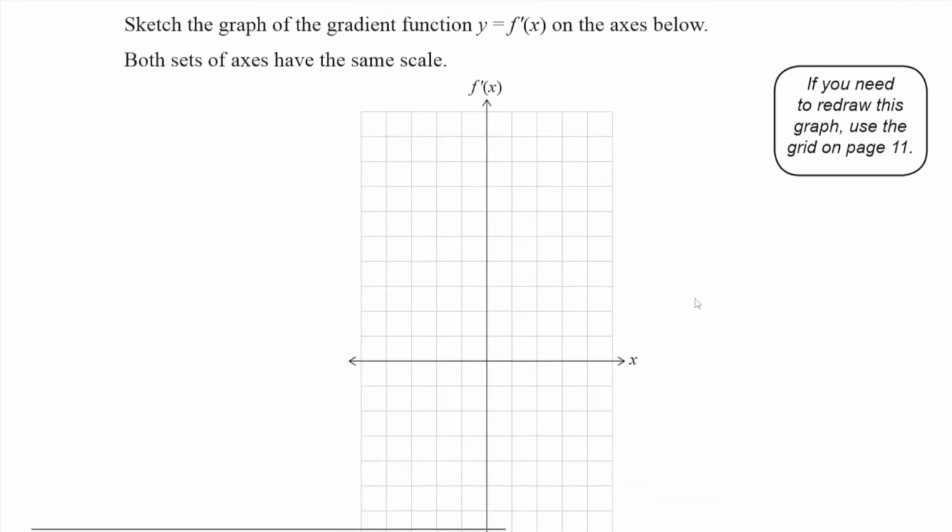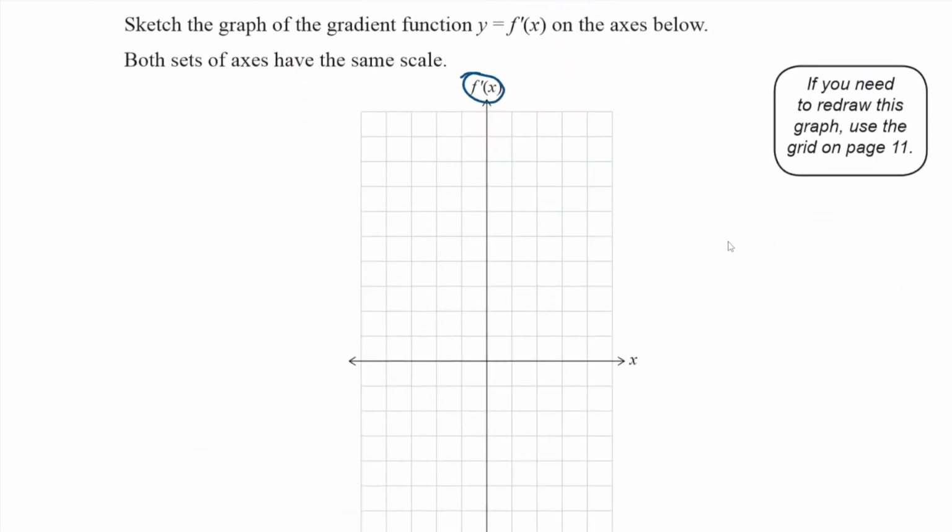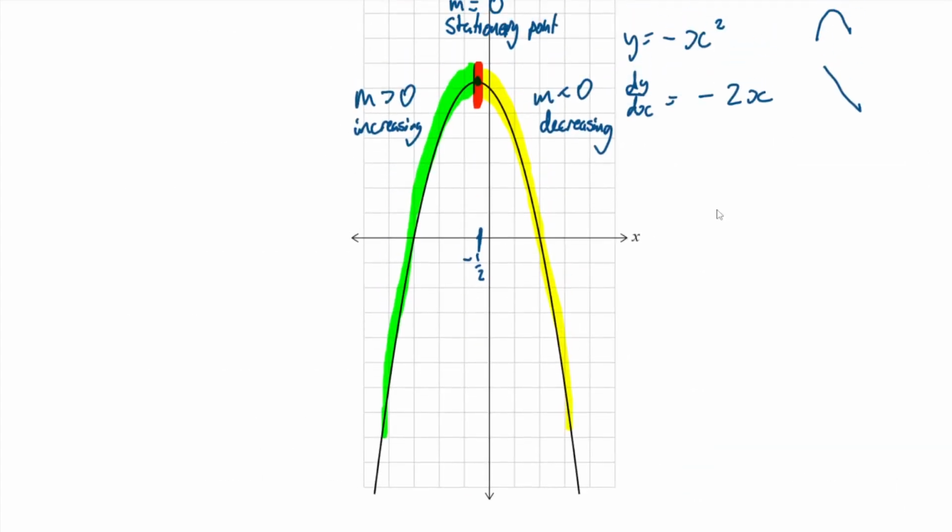So, how does that translate to our sketch of the derivative? A key point, that red point, is at approximately halfway, maybe like negative half, if each square is 1. On our gradient function, the y value is the gradient. So at negative half, the y value should be 0, because the y value tells us what the gradient is. So once more, this point at negative half tells me the original function has a gradient of 0, which it does. That's the turning point.